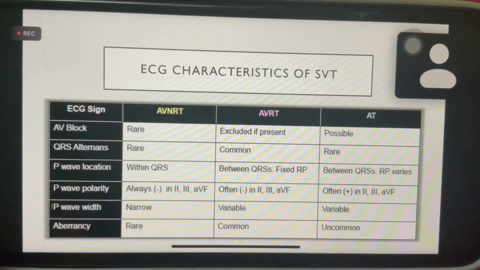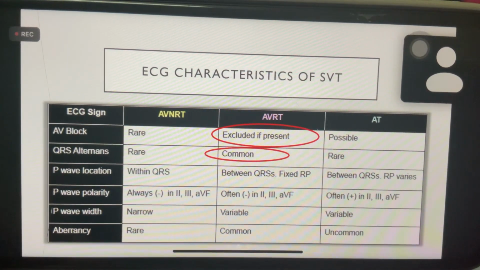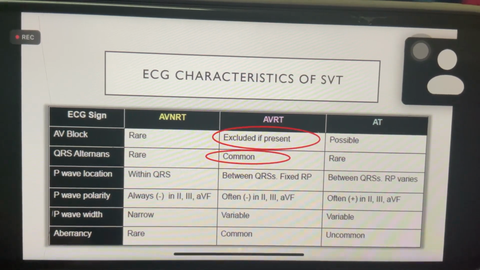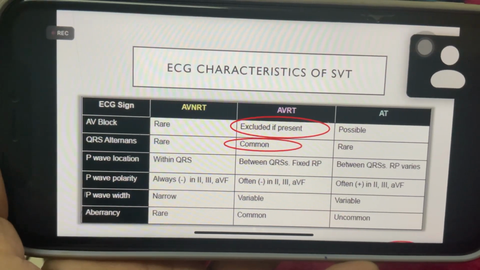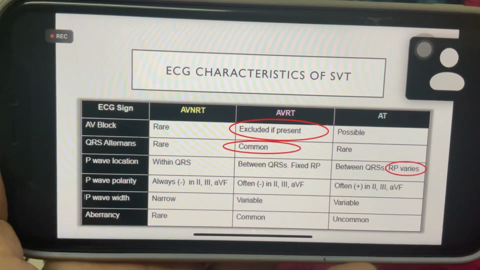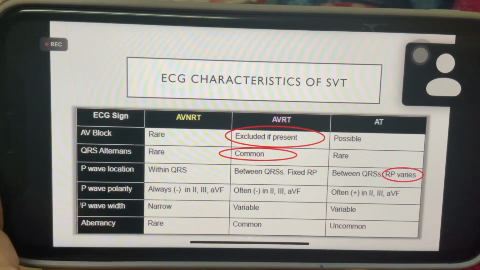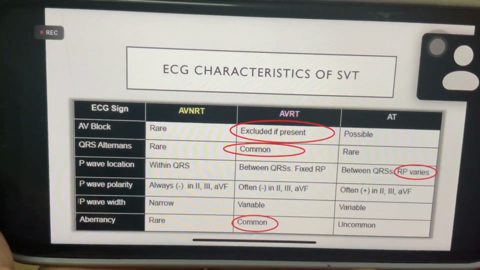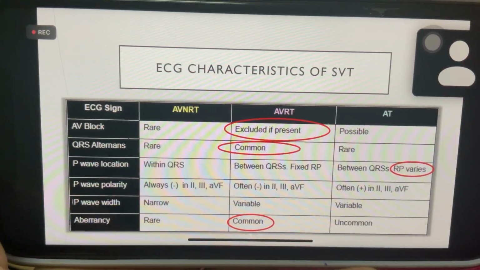So this is a very important slide. First thing, AV block: if AV block is there, you have practically excluded AVRT. QRS alternans is common in AVRT, but can be seen in AVNRT also because it's a rate dependent phenomenon, and practically AVRTs have a higher rate, so it is more in AVRTs. P wave localization, as I said, RP variation is an important thing in EAT. Again, as close as possible, more likely AVRT; intermediate, AVNRT; longer, EAT. In EAT, you can still have 2, 3, aVF which can be positive. P wave is again variable, but aberrancy is more common with AVRT because the rates are higher, so functional aberrancies can come in.